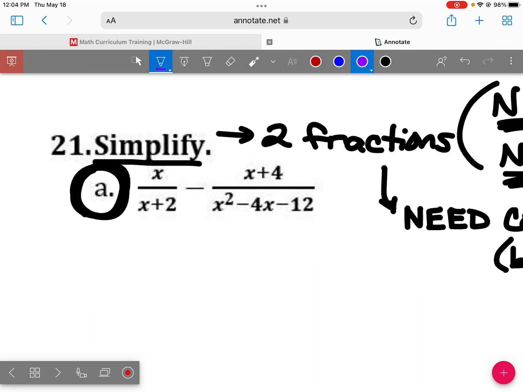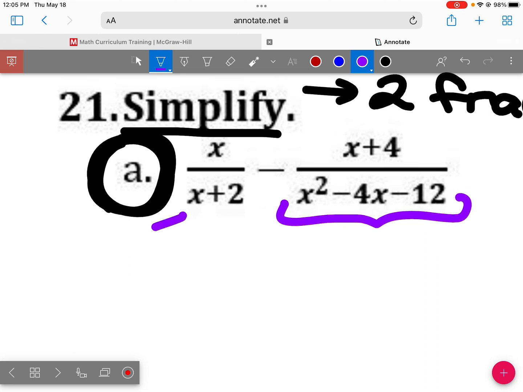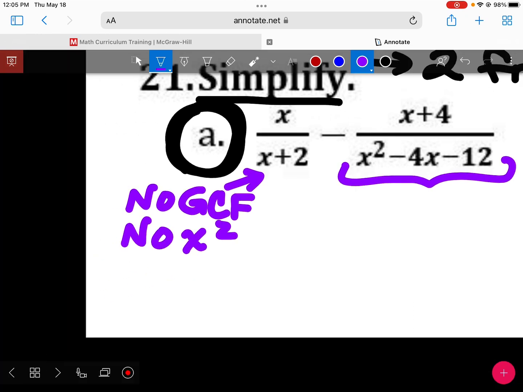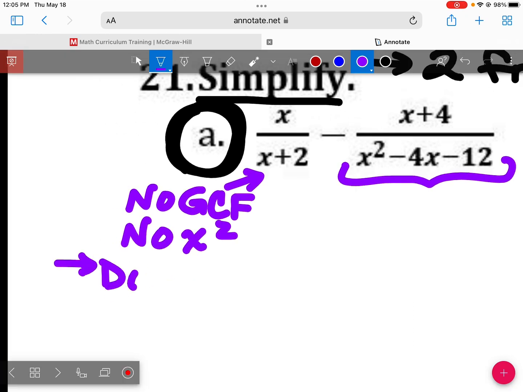Are these denominators the same? Do they have any factors in common? Probably. I would need to factor these to see if they have anything in common already. Can I factor x plus 2? No. This one I can factor. Over here, there's no GCF. There's no x squared. So we do not factor it.